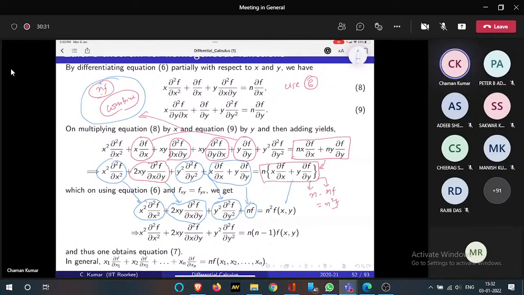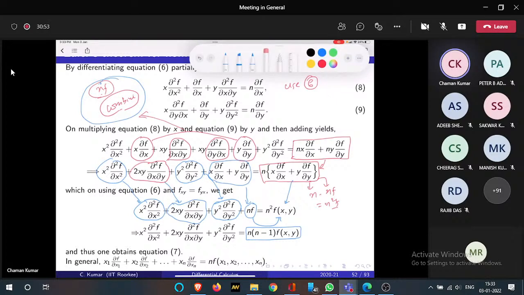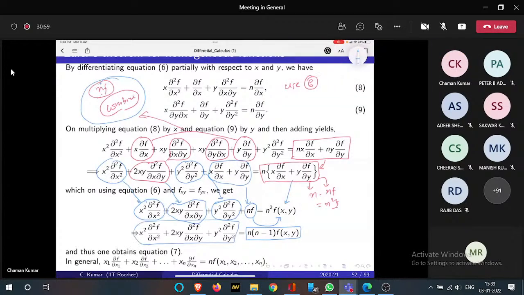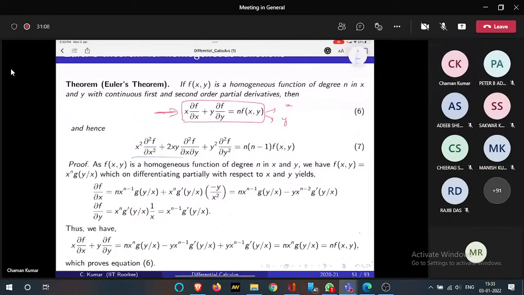And on the right hand side, you get n square f. Now we can take this nf to the other side to write the right hand side as n into n minus 1 into f. So when you bring nf to the right hand side, you get n into n minus 1 into f. So this gives me the final result which we wanted to prove. So this gives the proof of the second expression, equation 7.